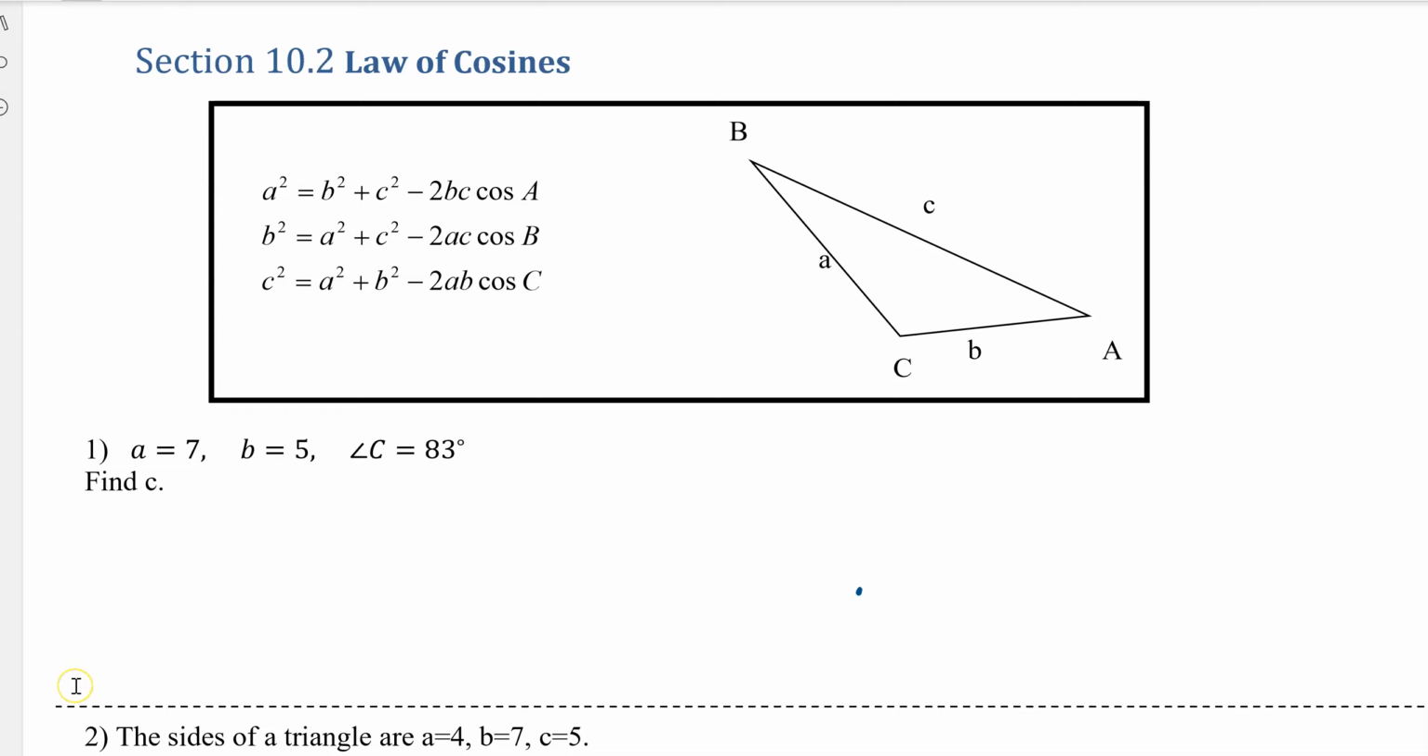So in this video, we're going to be solving using law of cosines to find missing sides and missing angles. It's just like law of sines, but different. So here's our formulas. You have a squared equals b squared plus c squared minus, and it's this all. And they look very daunting, but it's really not.